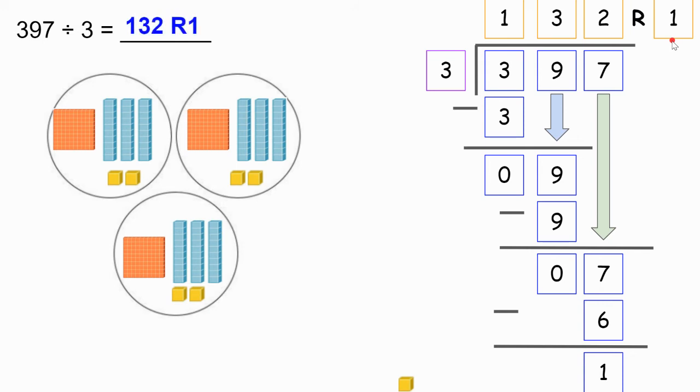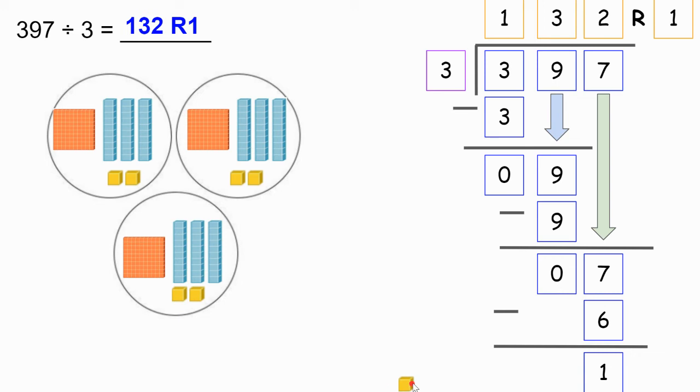So our quotient or answer to the division problem is 132, remainder 1. And that makes sense because in each group, we see the number 132 in each group, and there's 1 unit cube left over.